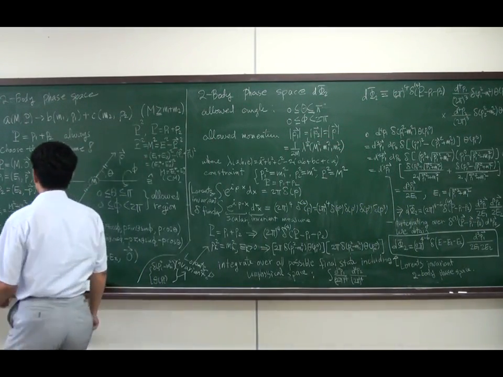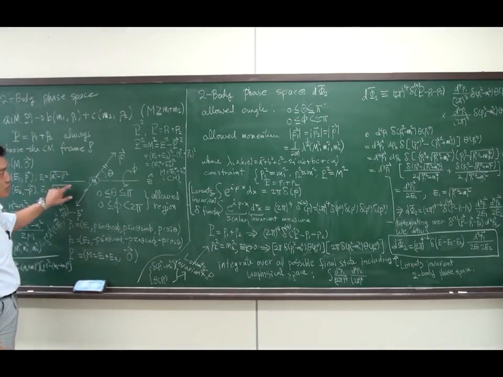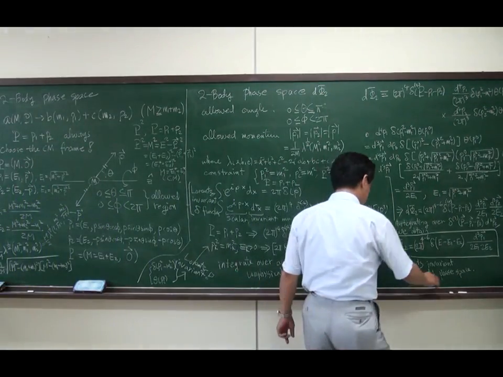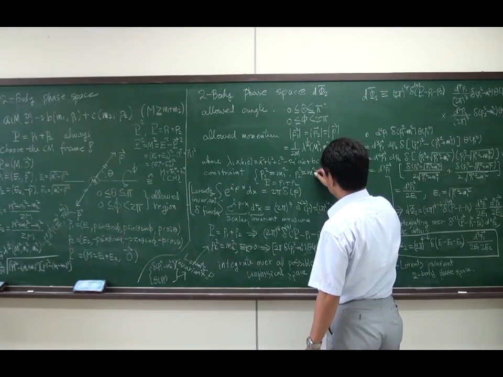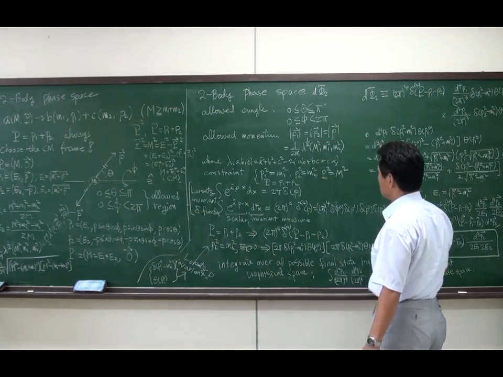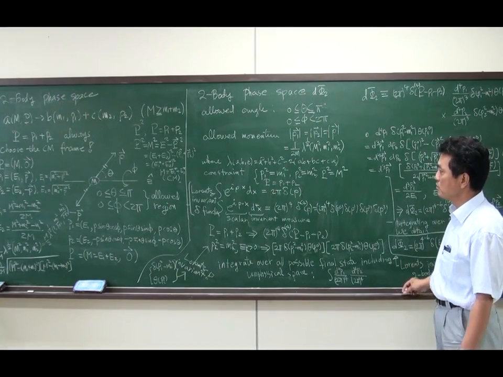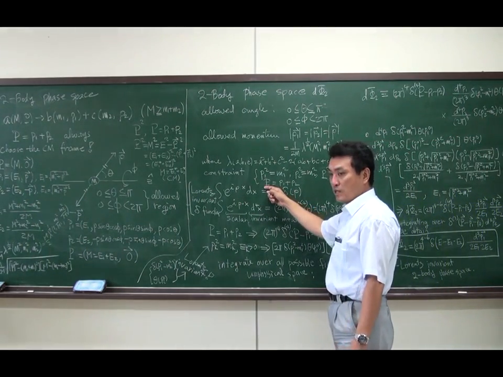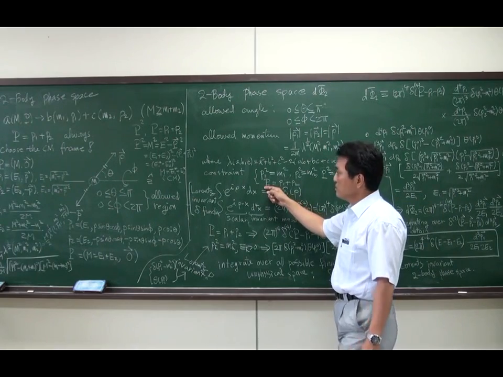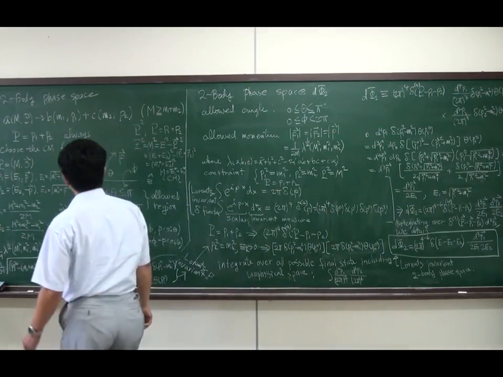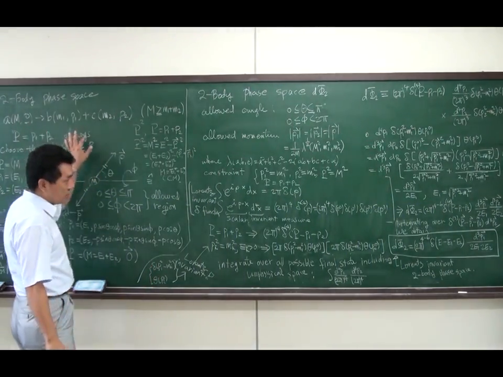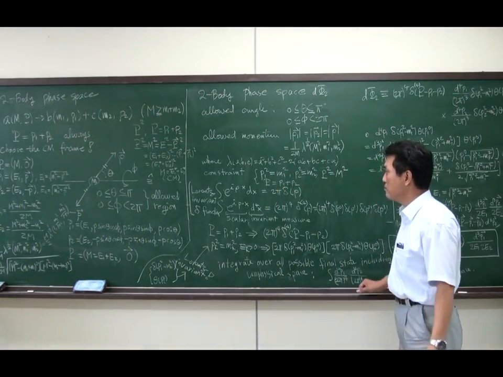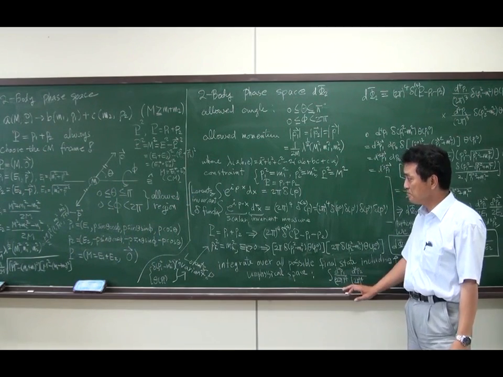We have another constraint that each particle is on its mass shell. That means energy squared subtracted by momentum squared is the rest mass squared. So P1 squared equals M1 squared, P2 squared equals M2 squared, and capital P squared equals M squared. And we have energy-momentum conservation: the initial energy is the same as the sum of the final energies, and the initial three-momentum is the same as the sum of the final state three-momenta.